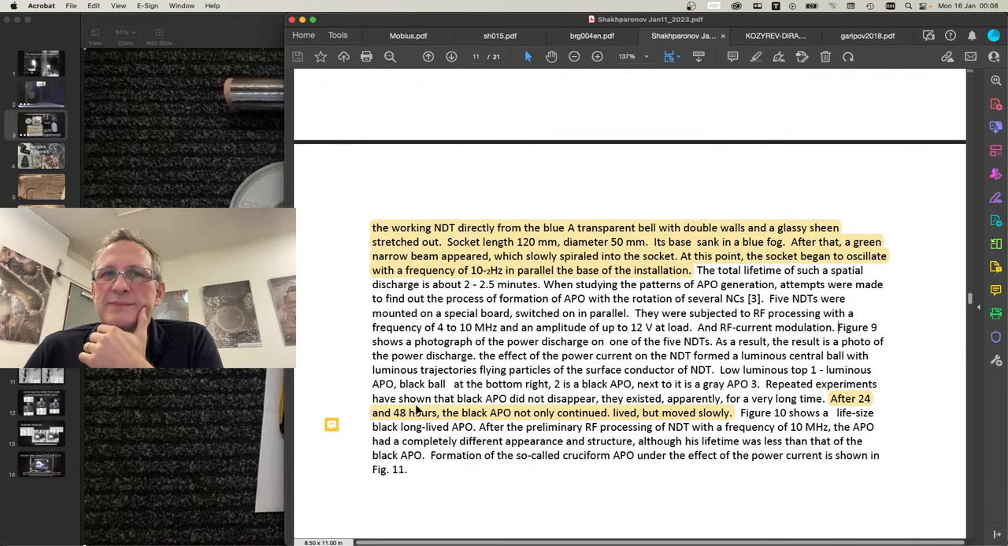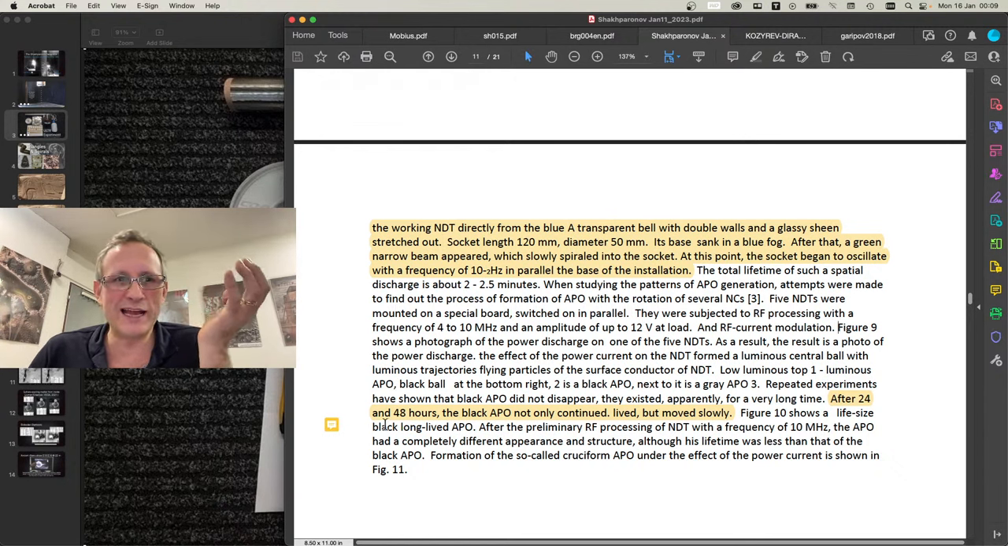But it says repeated experiments have shown that the exotic vacuum object did not disappear. They existed, apparently, for a very long time. After 24 and 48 hours, the black EVO not only continued to live, but it moved slowly. So here we have another instance of one of these objects surviving for 48 hours, 2 days, right?